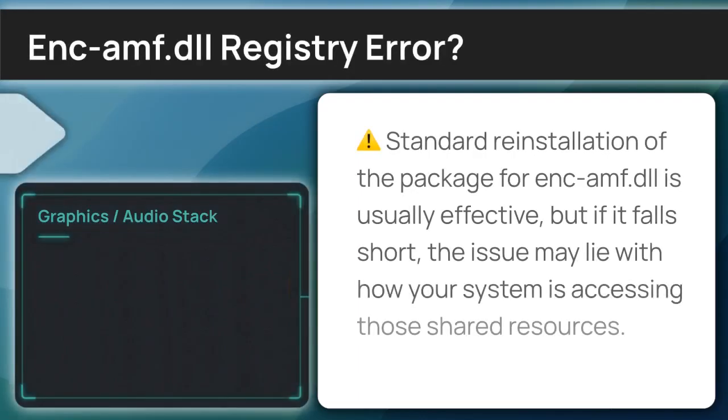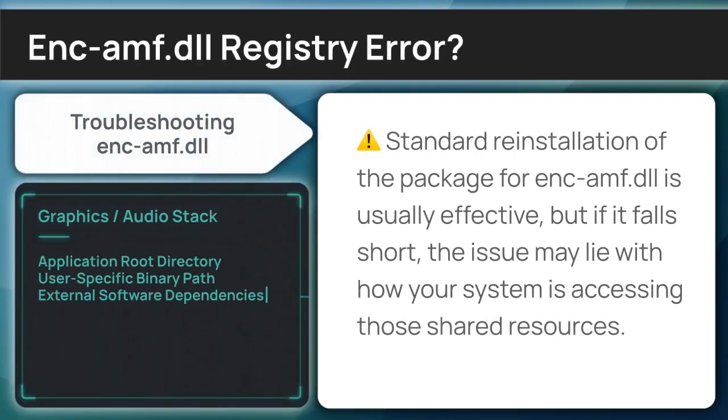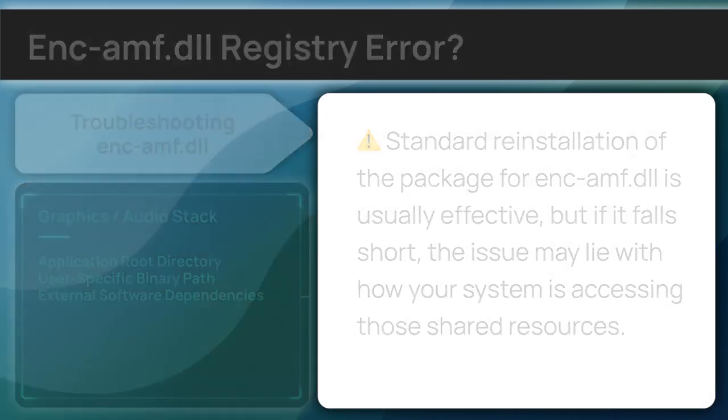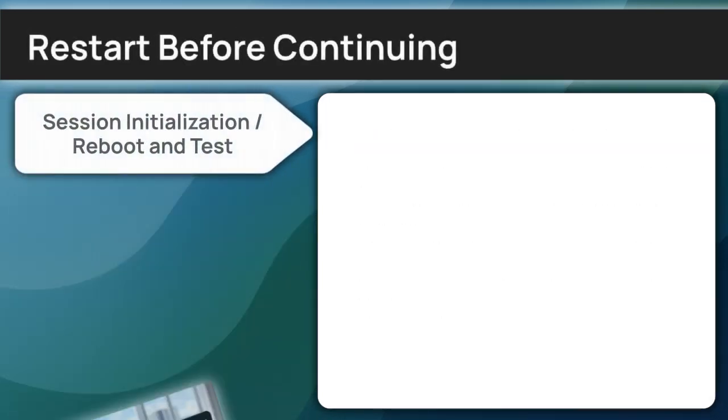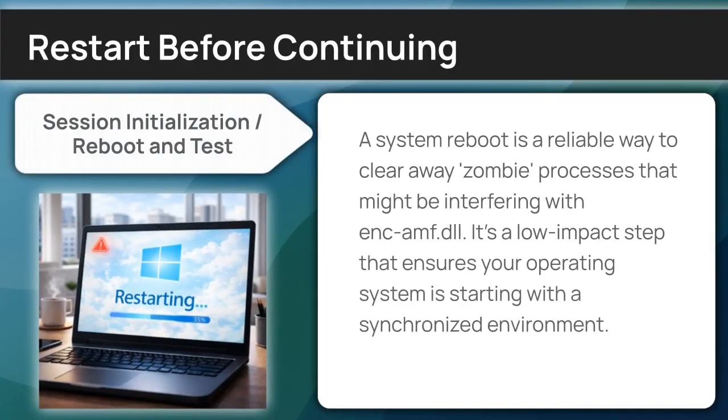Should the file remain missing after a reinstall, we need to ensure that the operating system is forced to re-index its shared library paths. A system reboot is a reliable way to clear away zombie processes that might be interfering with Enc-amf library. It's a low-impact step that ensures your operating system is starting with a synchronized environment.